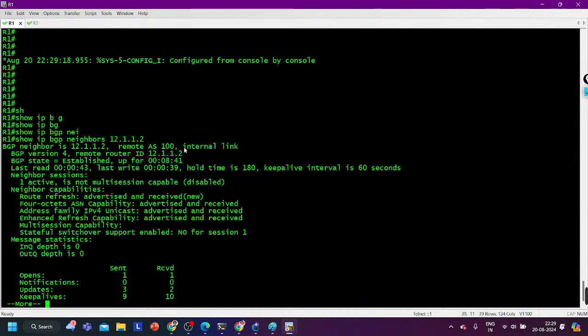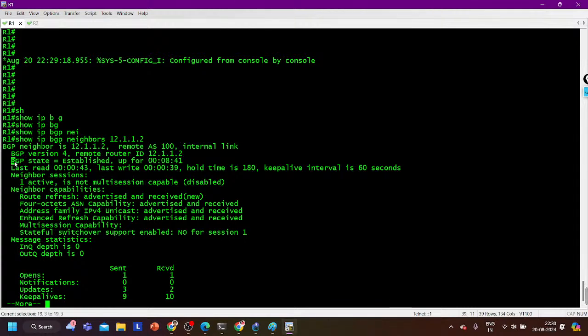So what is it saying, bro? BGP neighbor is 12.1.1.2, remote AS is 100 and link is internal. BGP version is 4 and the remote router ID is 12.1.1.2. Router ID is exactly the same as in OSPF, right? Both routers will elect one IP address as the router ID. If there is no loopback, then it will check the physical. If there is a loopback, then definitely it will select the IP address running on the loopback interface as the router ID. If there are multiple loopbacks, the higher IP address on the loopbacks will become the router ID.